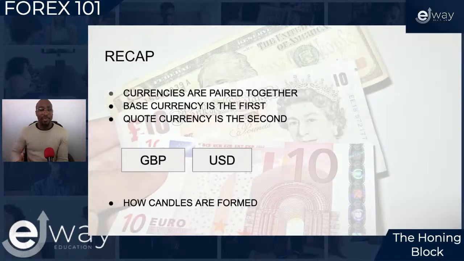So which one is the base? Which one is the quote? Well, we know that the GBP, that is the one that comes first, that is the base currency. And then we have the quote currency, which is the US dollar. So what does that mean? Oh, I hear you scream.